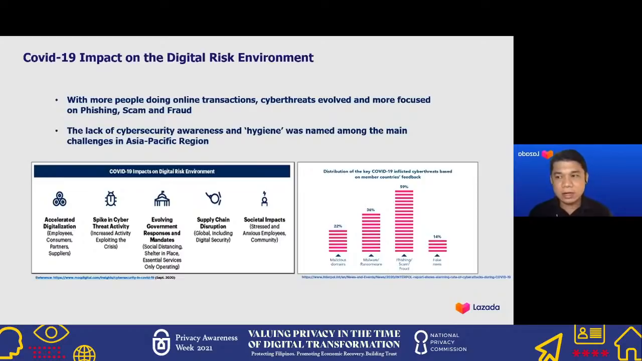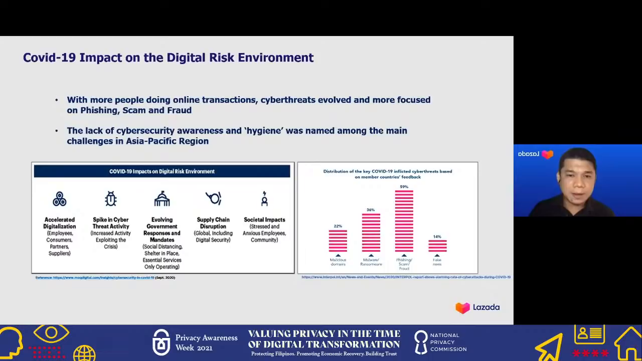Related to that, cyber criminals are more exploitative and looking at vulnerabilities in the security, not just of organizations, but with more of the work from home scenario and the e-commerce, more so that they come into the picture. There's massive circulation of fake news, and it does not help that from the study, the lack of good cybersecurity awareness and hygiene also allowed such things to happen. In fact, this was named as the main challenge in the Asia Pacific region.